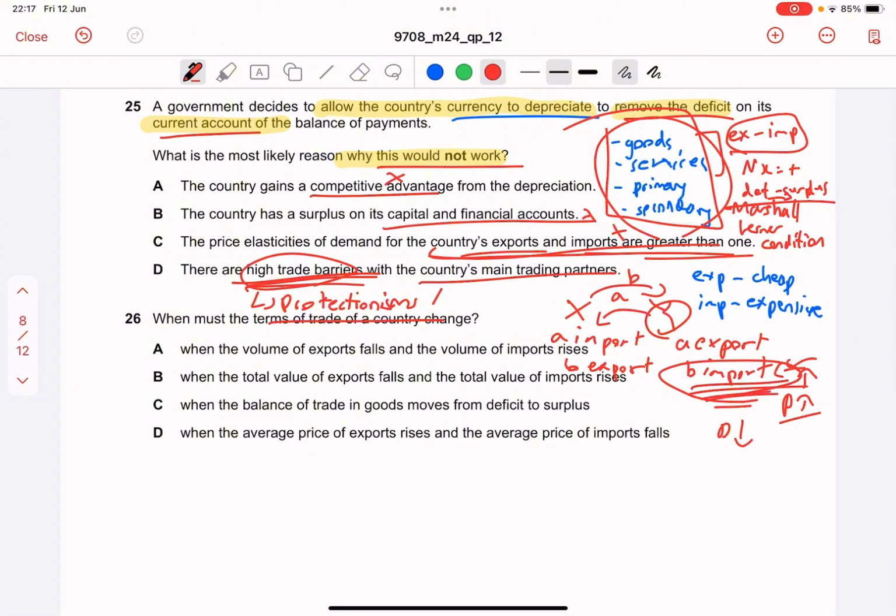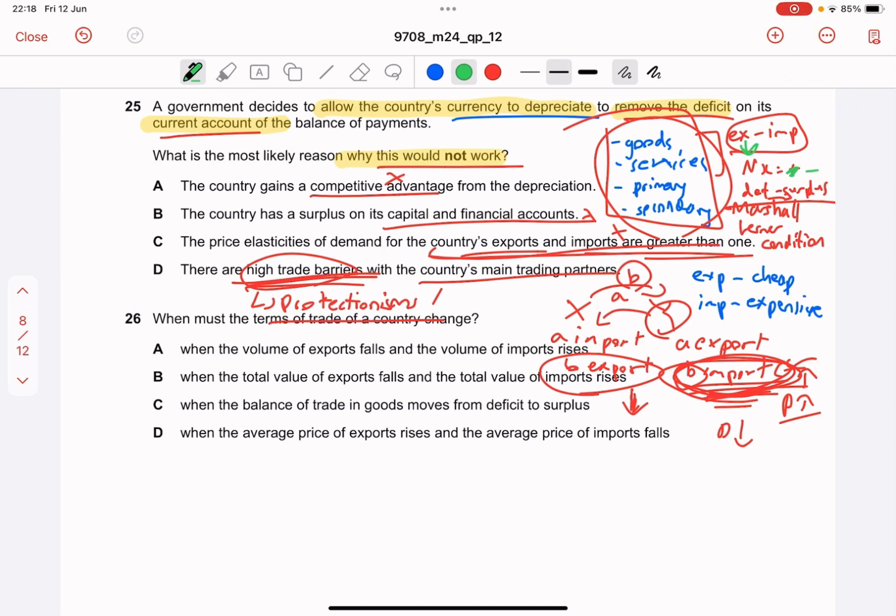So essentially, high trading barriers will decrease the demand for imports, for the import of good B. But I am exporting good B. So if the demand for their imports falls, that basically means that the demand for my exports will fall. So if the demand for my exports falls, then my exports will decrease.